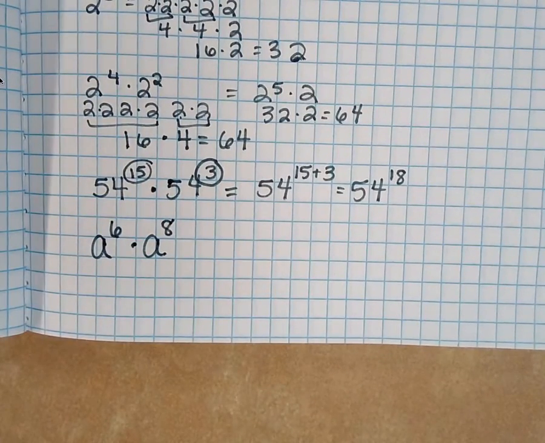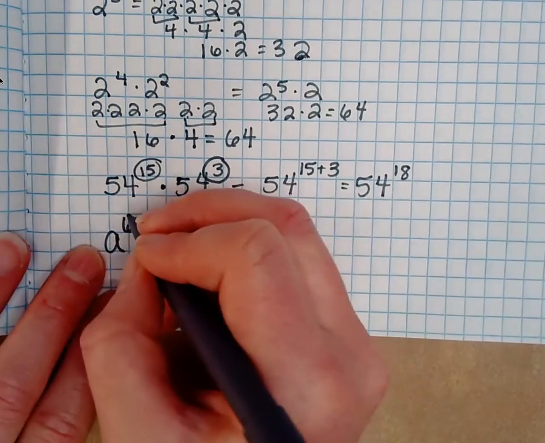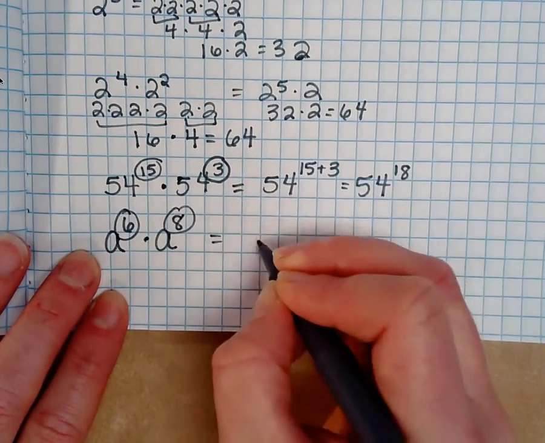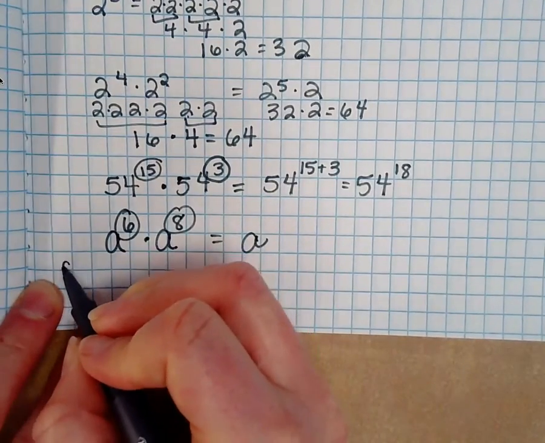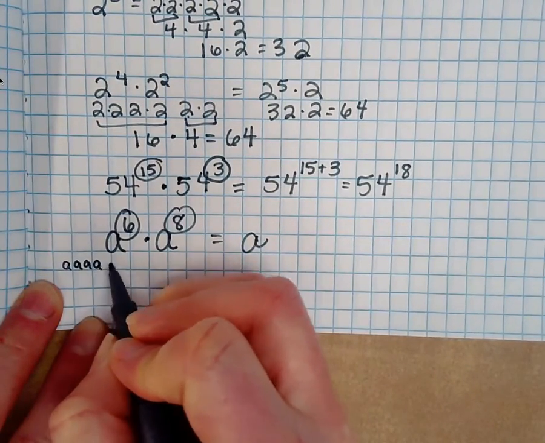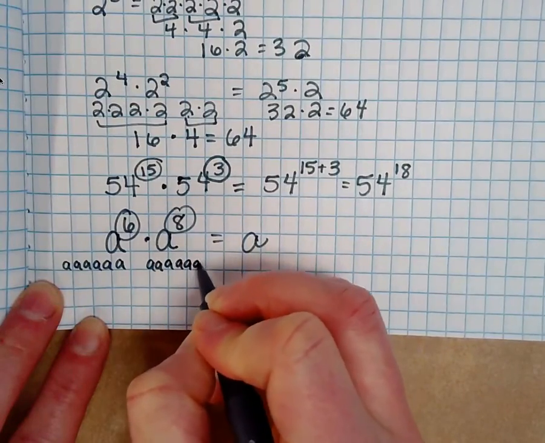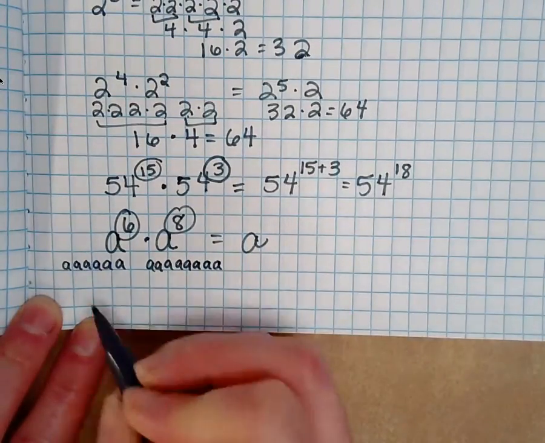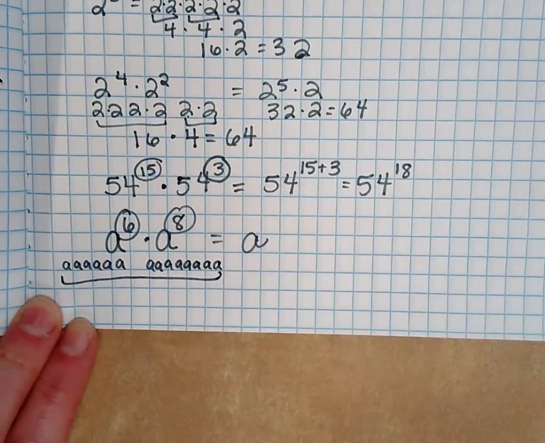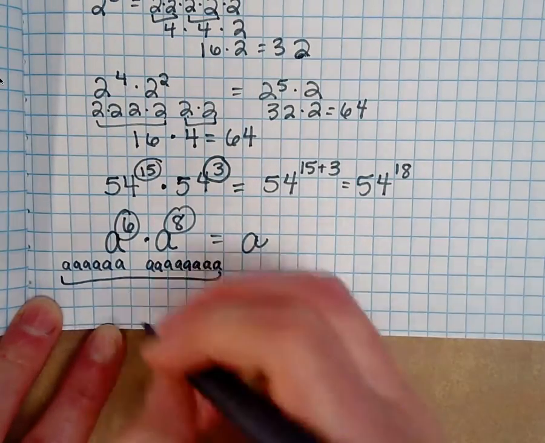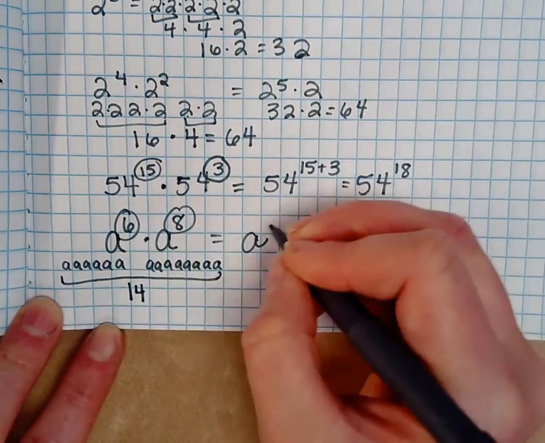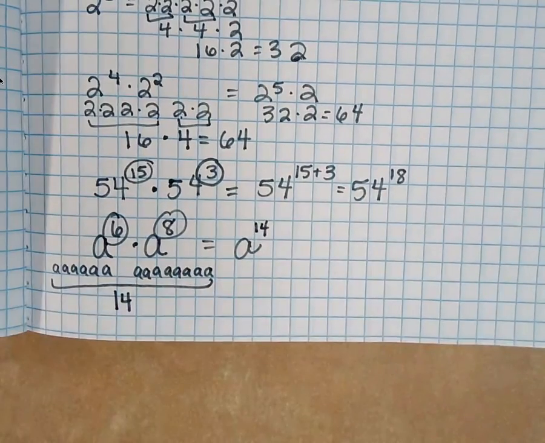So a to the 6 times a to the 8. What would I do with that? Add the 6 and 8. Because this was like listing this out. 1, 2, 3, 4, 5, 6. 1, 2, 3, 4, 5, 6, 7, 8. How many total A's are being multiplied times each other? 14. So that is my new exponent, a to the 14th power.